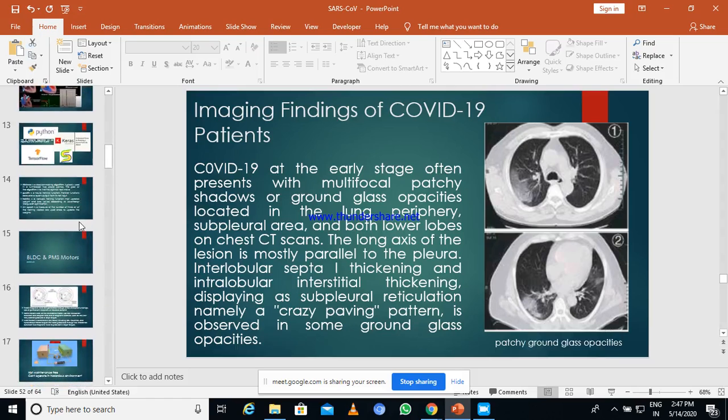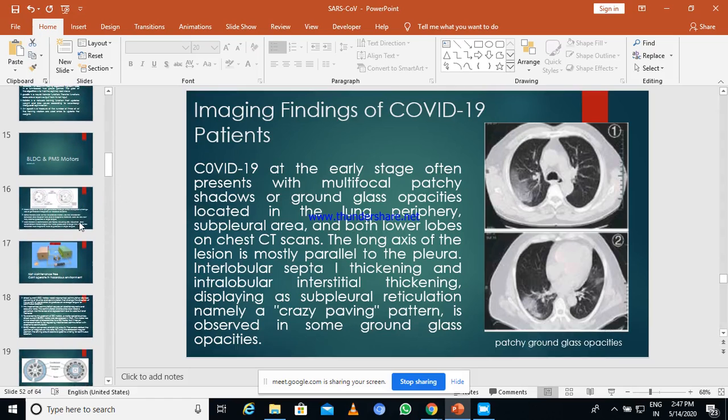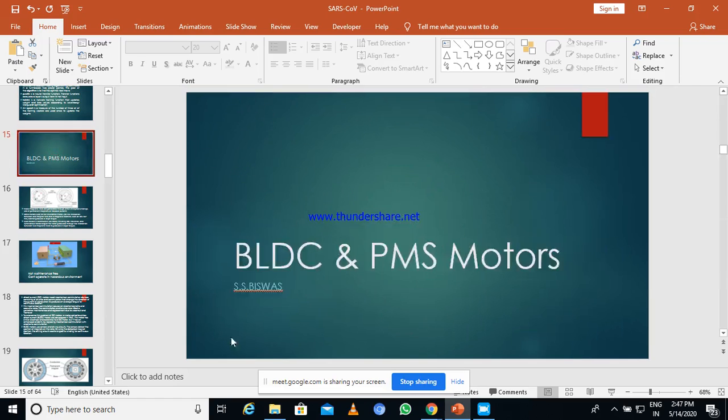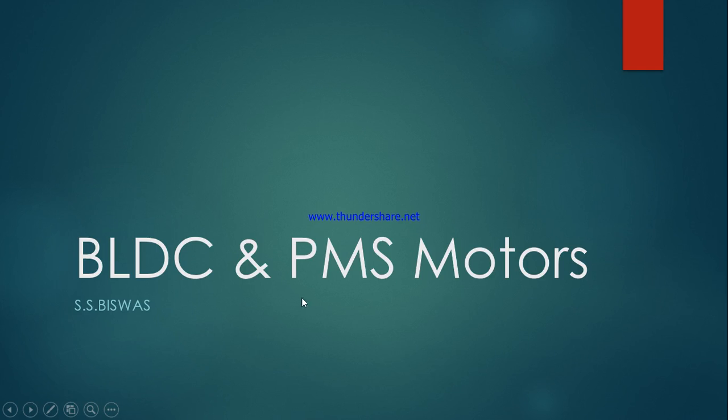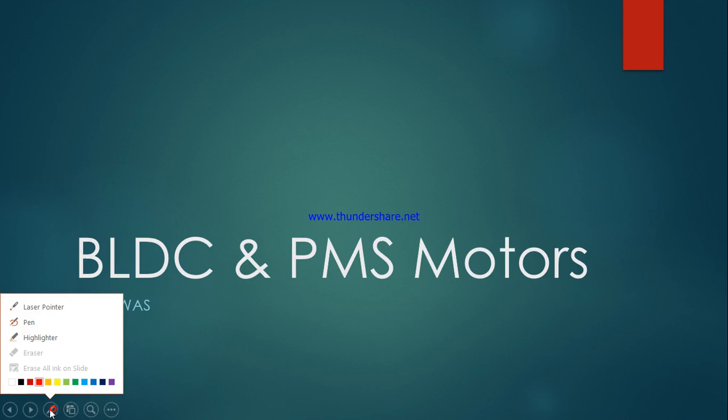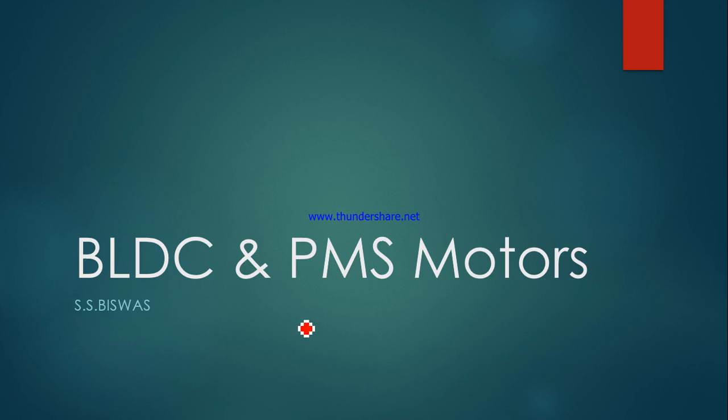So, even though this BLDC and permanent magnet synchronous machine involves a lot of dynamics and mathematics, I will not go into so much detail. Rather, I will try to give you the flavor of these two particular machines, and how they are to be operated.